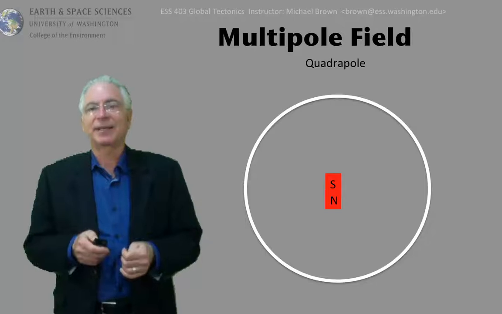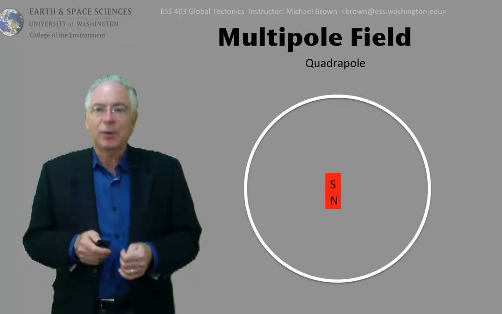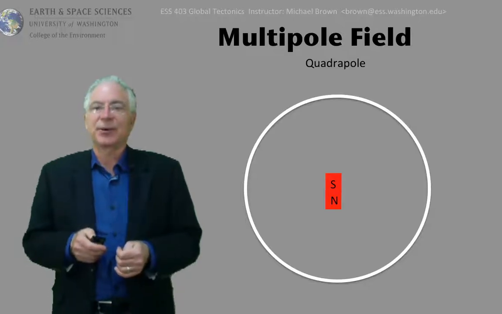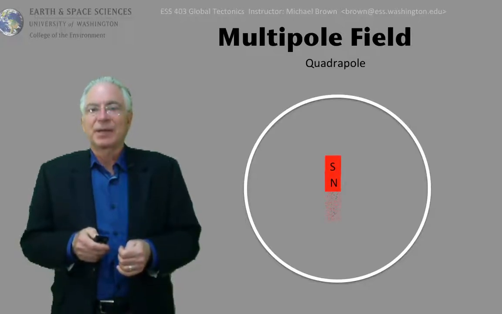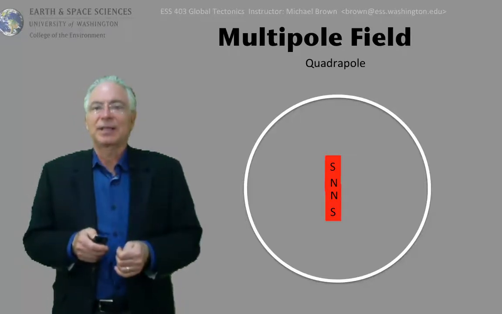So let's look at it. Take away the fields, and here's just a single dipole magnet with a south end and a north end. I can move that and place a second dipole flipped around in the opposite direction.